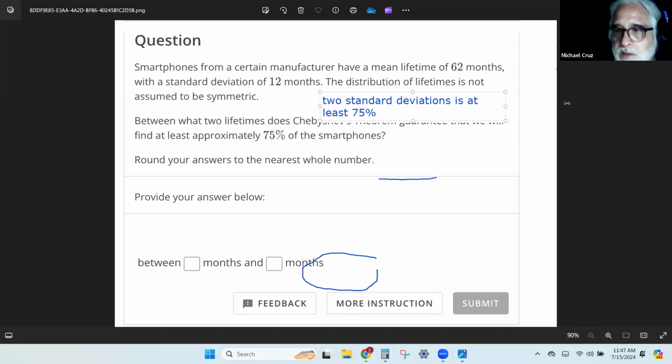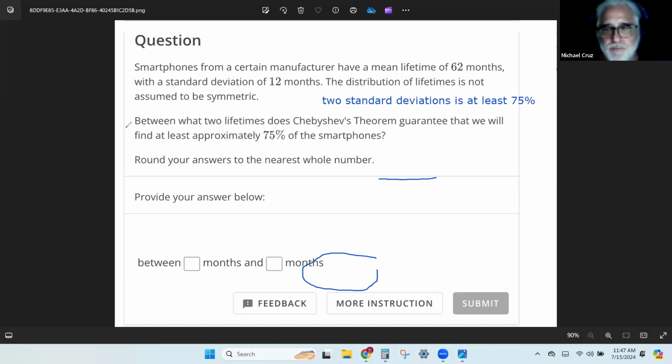So two standard deviations is at least 75%. Okay. So we've got to just subtract two standard deviations and add two standard deviations. So 2 SDs is equal to 2 times 12. So 24. So 24 is two standard deviations.